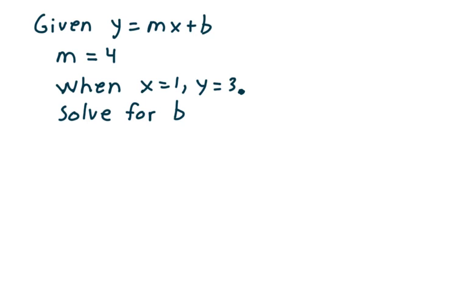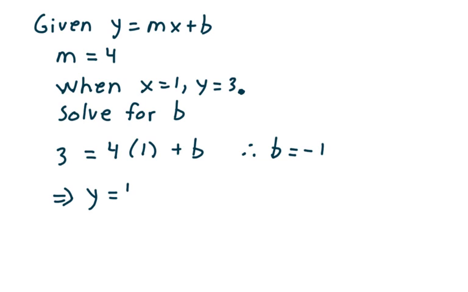And so I'm going to replace y with 3. I'm going to replace m with 4. I'm going to replace x with 1, and then I'm going to add b. Solving for b, I get b equal negative 1. And so that implies y equals 4x minus 1. And that's how we found the equation of that line.